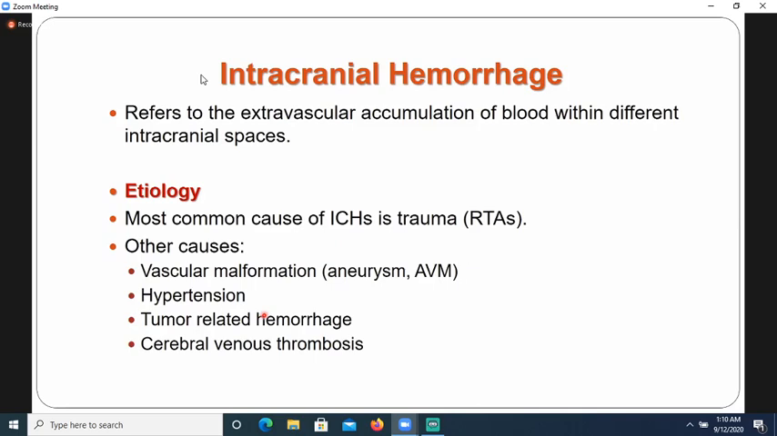So it can also appear as an intracranial hemorrhage. Cerebral venous thrombosis, when it occurs, results in hemorrhagic infarction in the brain parenchyma.